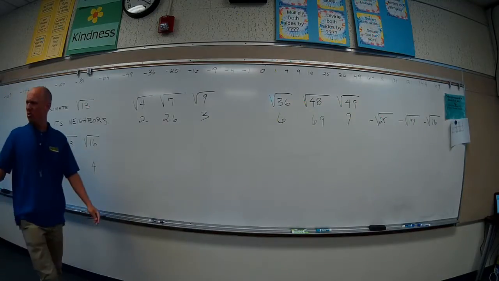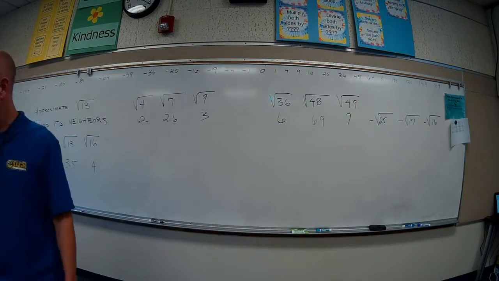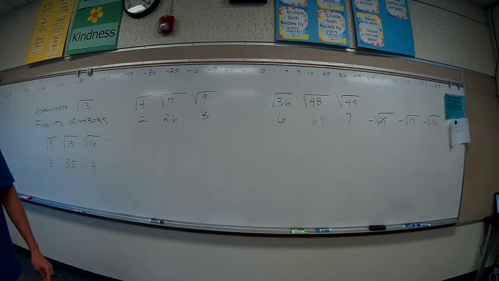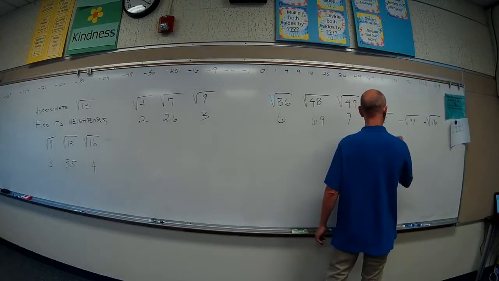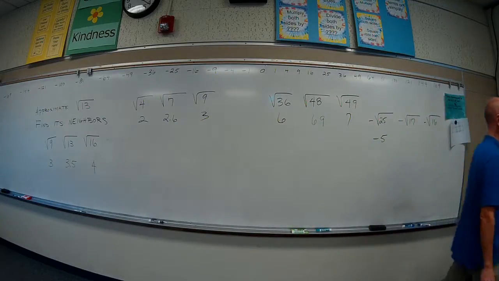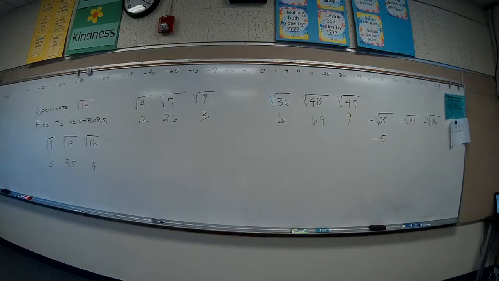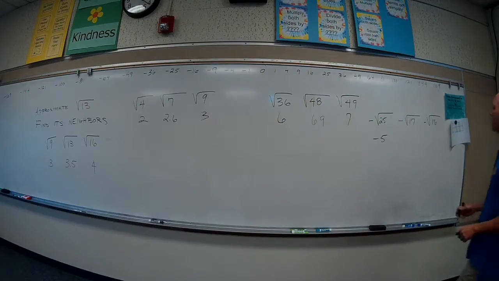So, do you know negative square root of 25? Have you met negative square root of 25? Yeah, you know that guy. What's his square root? Negative 5. Andrew, you know negative square root of 16? I think you do. What is negative square root of 16? Negative 4.